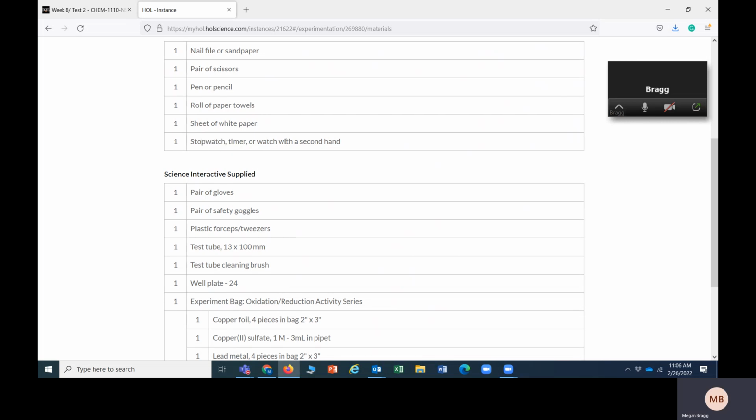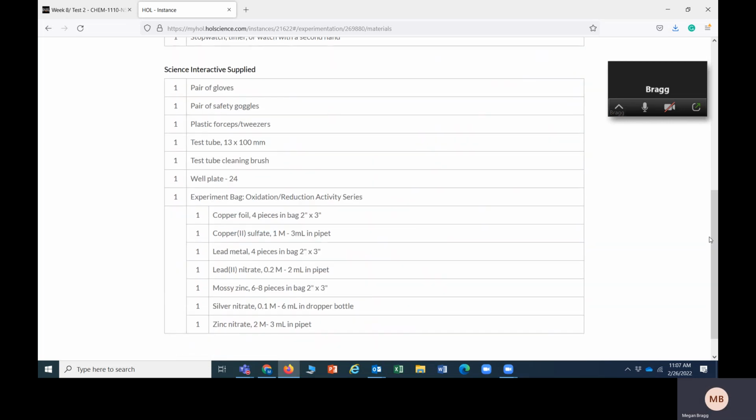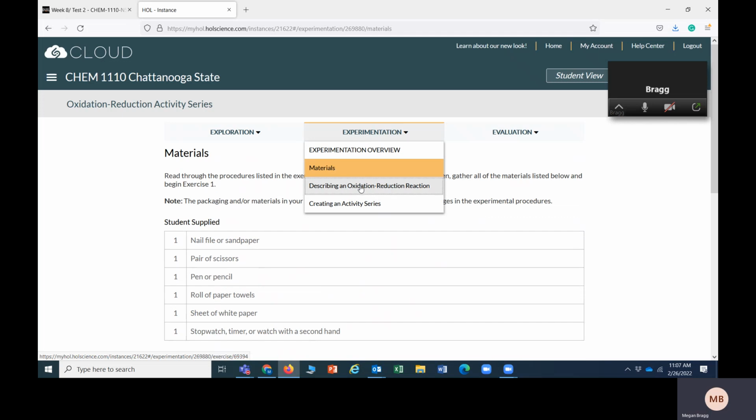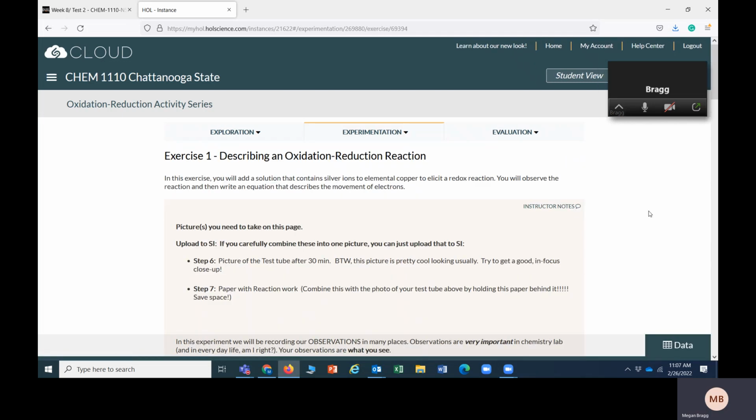Stopwatch, timer, or watch, your cell phone timer is fine. And it's just because you wait 30 minutes in the middle of it. And there's all the material you need. Now we're going to go ahead and look at describing the oxidation reduction reaction.